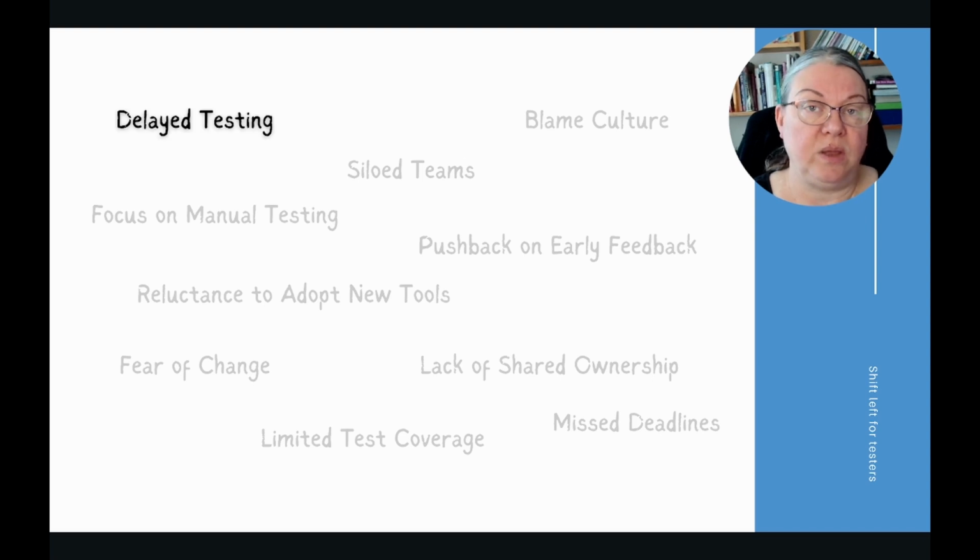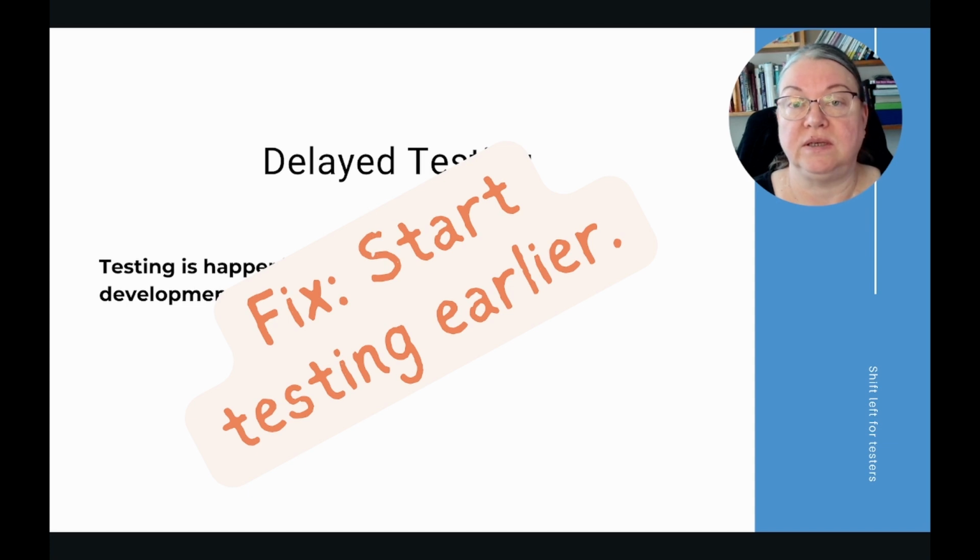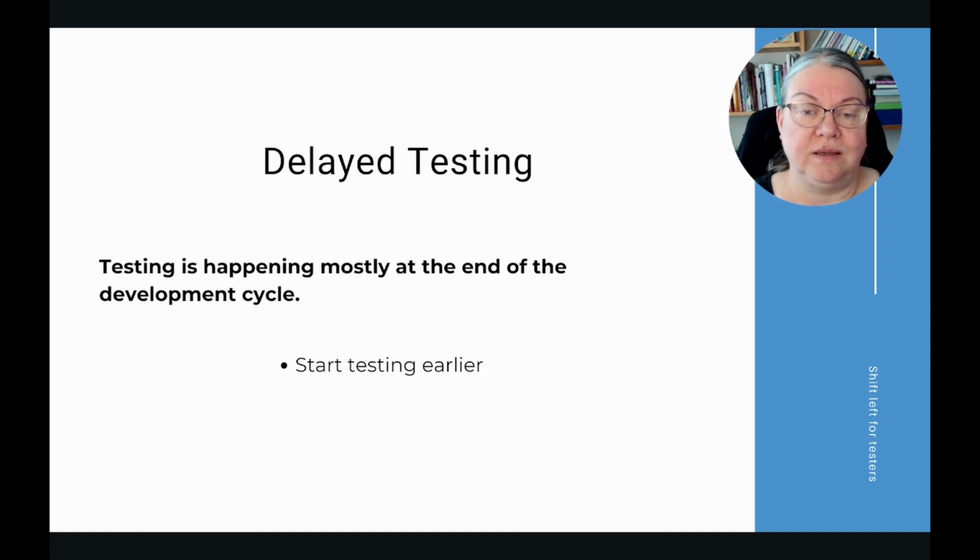So let's start with maybe the most visible and most common one, and that is delayed testing. If testing is still happening mostly at the end of the delivery lifecycle, then that is a classic sign of resistance to shift left. This can create a bottleneck, it can delay releases, and it can make bug fixes more expensive. So how can we fix it? Well, it sounds really easy. Start testing earlier. We can not just wait until the end to start testing, right?